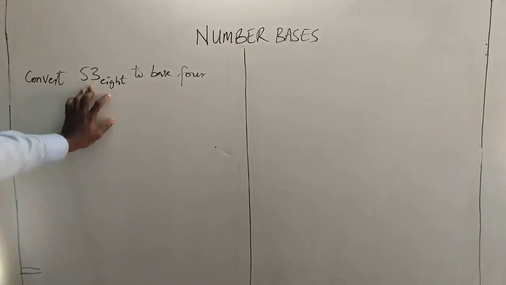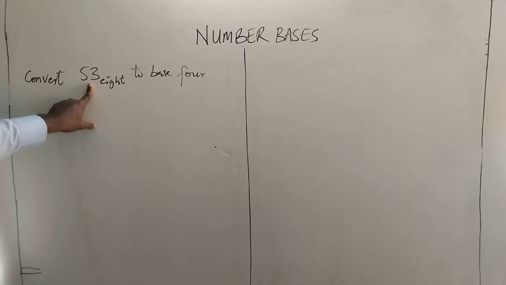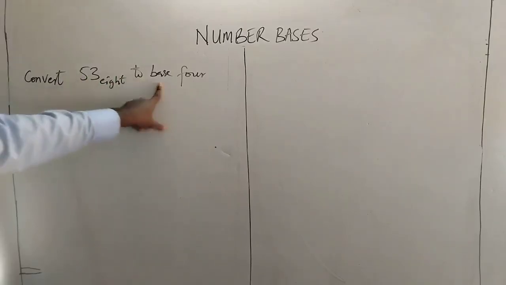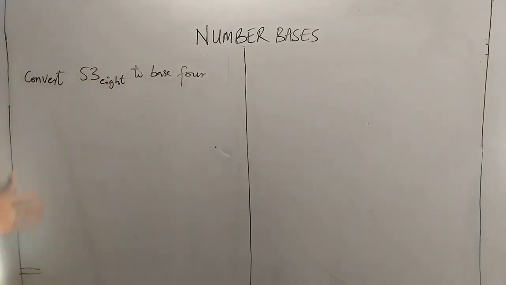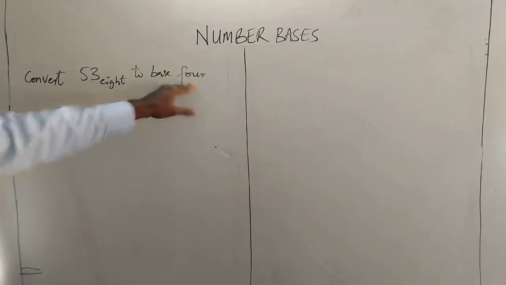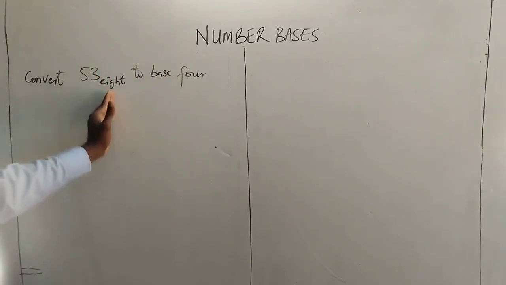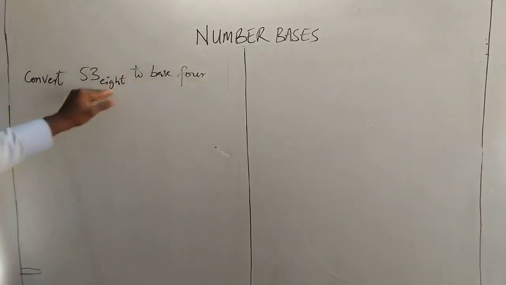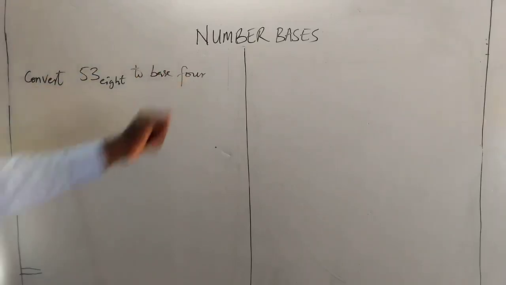On the board, I have a question that says 5, 3 base 8 to base 4. Now, if you look at this question, you are converting from base 8 to base 4. It's no longer from other bases to base 10. Rather, it's other bases to other bases.